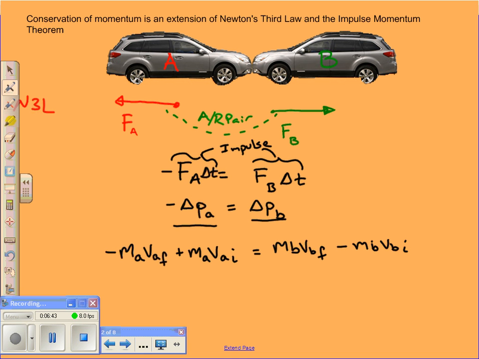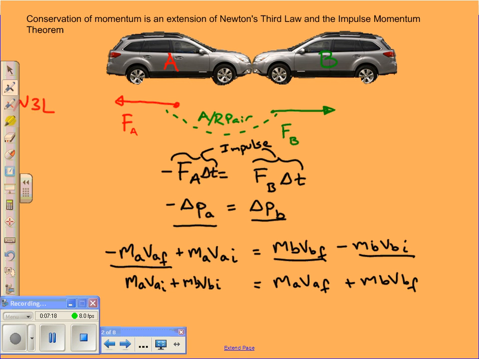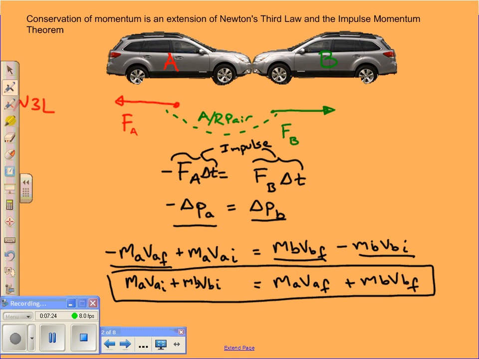The last step is typically we want to isolate the initials and the finals on one side, so that's what I'm going to do here. I'm going to put the initials on the left side of the equation, so I'm going to get mass of A VAI plus, add this side to the other side, mass of B VBI. We'll put the finals on the right side of the equation. So I'm going to add this over here, MAVAF plus this one here, MBVBF. This is it, guys. This is the master equation for the law of conservation of momentum.